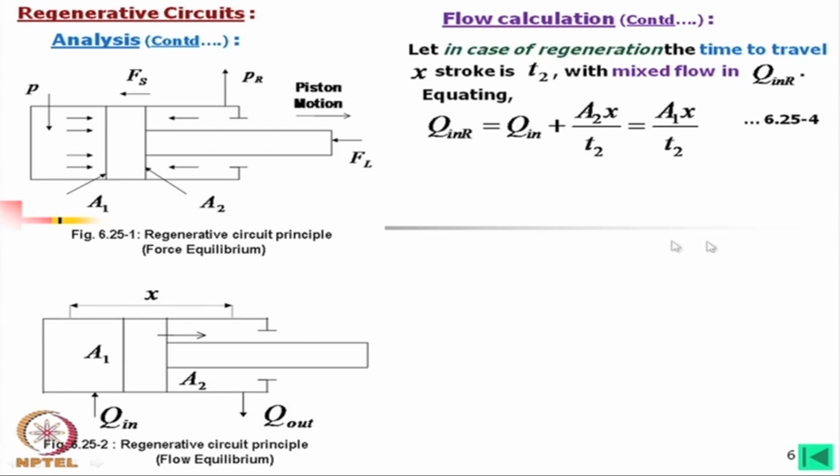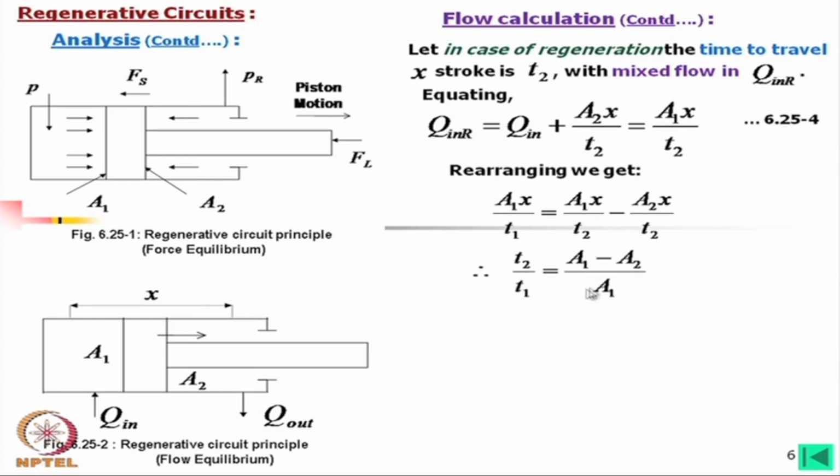This is a very simple equation, but if we now equate for this area and time, what we find is that A1 x by T2 is equal to A1 x by T1, minus A2 x by T1. So, this is coming from equation 6.253. So, this must be Q in there.